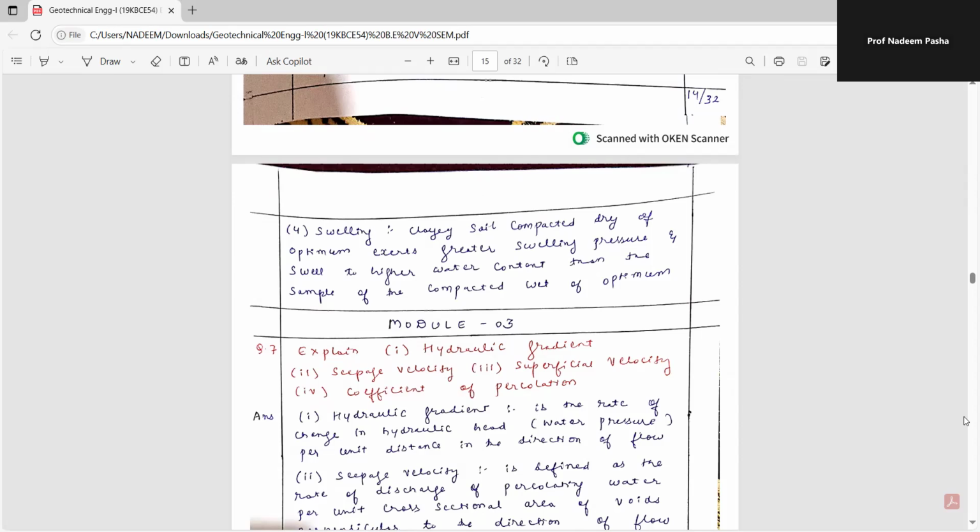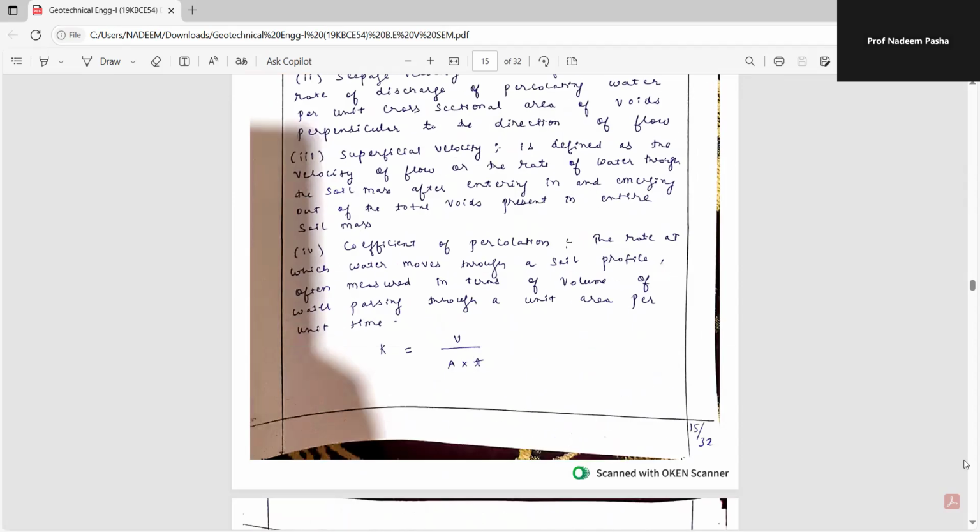Seepage velocity is defined as the rate of discharge of water per unit cross-sectional area of voids perpendicular to the direction of flow. Superficial velocity is defined as the velocity of flow, or the rate of flow of water through the soil mass, after entering and emerging out of the total area of the soil mass.